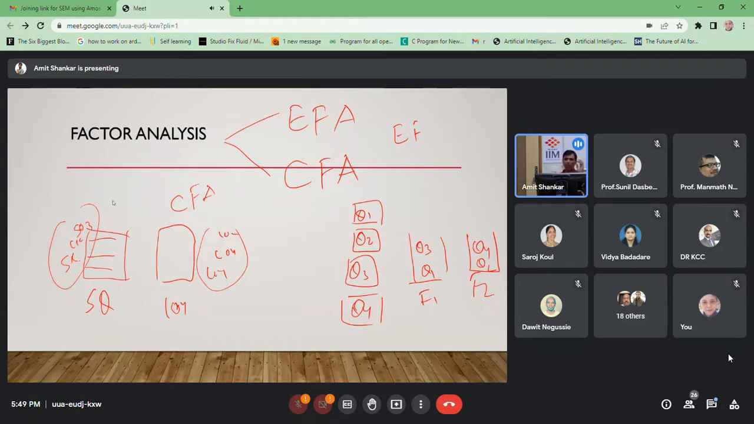Right. Sometimes what happens, for example, we have one measure. There is one variable called service quality. One item you have taken from literature, and 2 are yours, then also you should go with EFA.